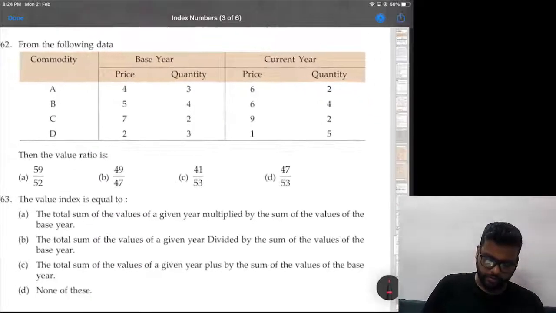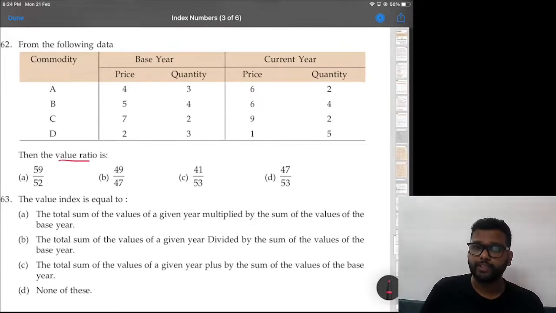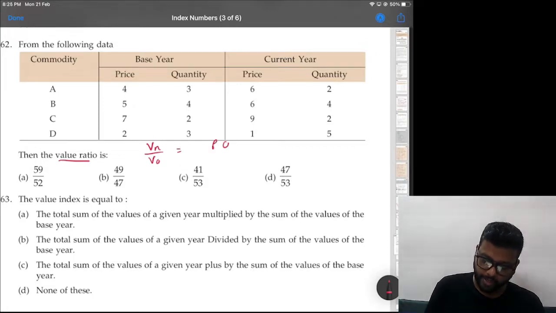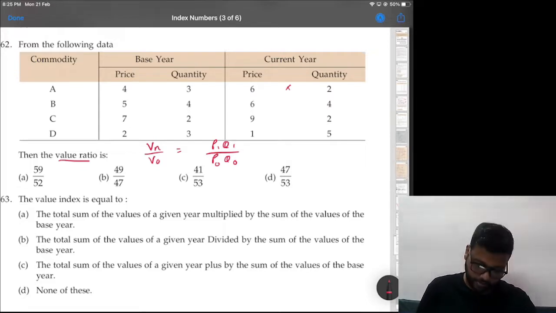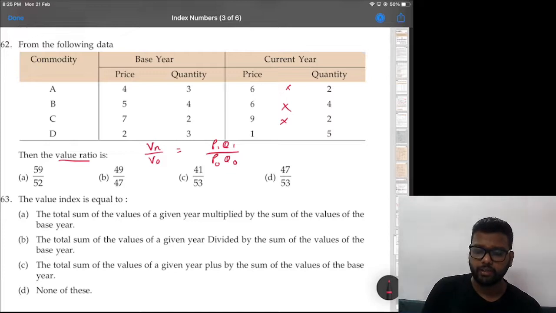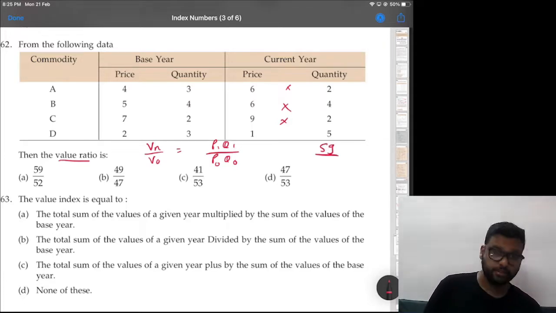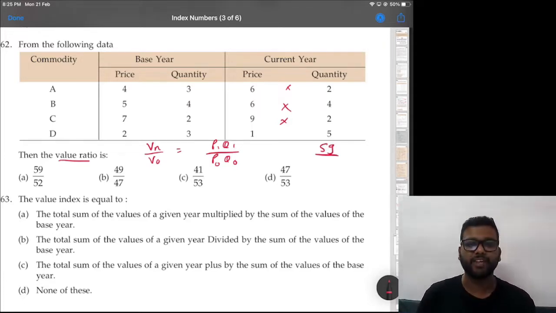From the following data, what is the value ratio? Value ratio is the value index number. That means value of the current year divided by value of year 0. That means price into quantity, both of the current year, divided by price into quantity, both of the base year. So let's just do it on the calculator. For the current year, price into quantity is going to be 6 into 2 M plus, 6 into 4 M plus, 9 into 2 M plus, and so on. So do it on the calculator: 6 into 2 M plus, 6 into 4 M plus, 9 into 2 M plus, 1 into 5 M plus. If we press MRC, we get 59. So probably option A is going to be the answer, but let's see.